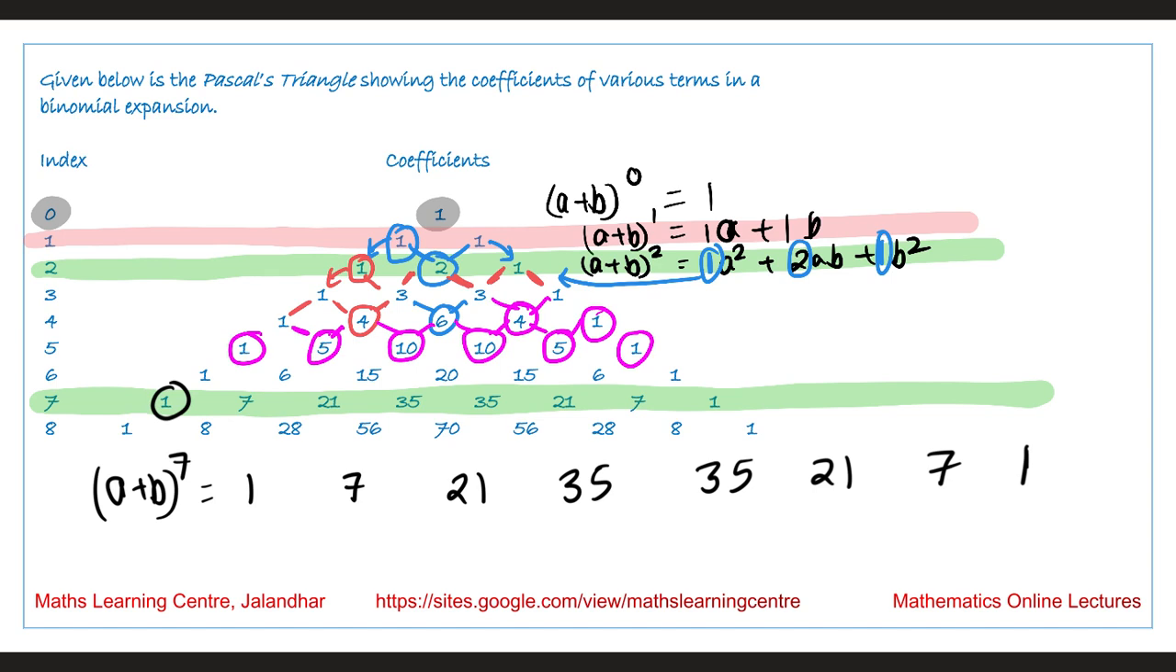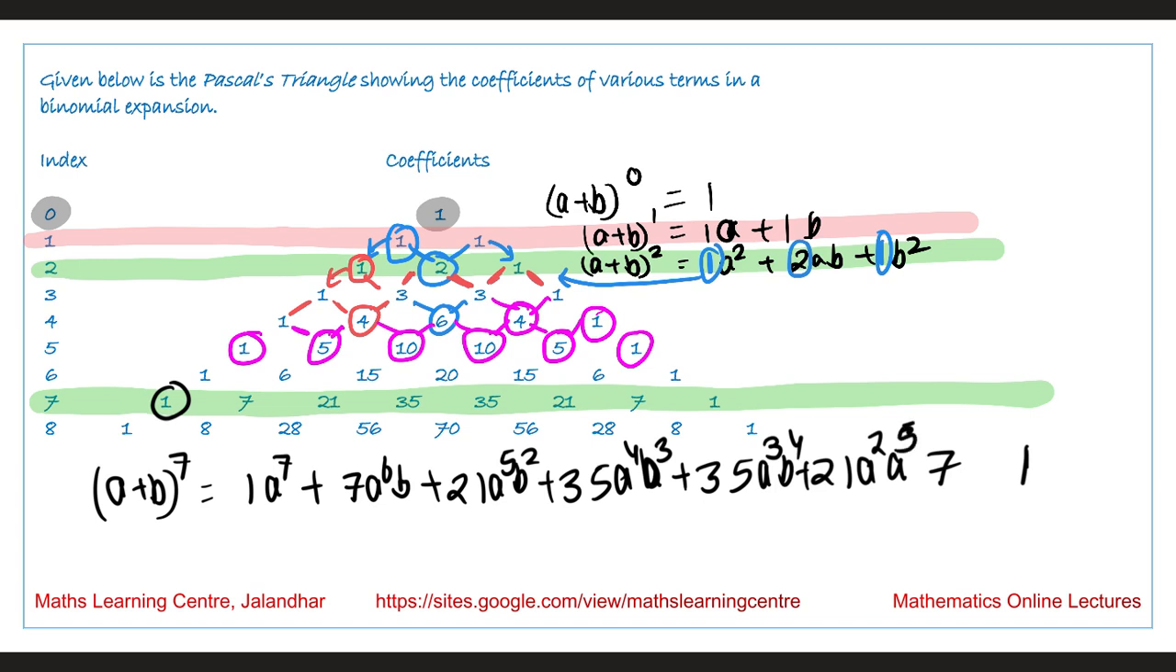And terms we will have over here: first term will be a raised to the power 7 plus a raised to the power 6 into b plus a raised to the power 5 into b square plus a raised to the power 4 into b cube plus a raised to the power 3 into b^4 plus a raised to the power 2 into b^5 plus a raised to the power 1 into b raised to the power 6, and last we have b raised to the power 7.